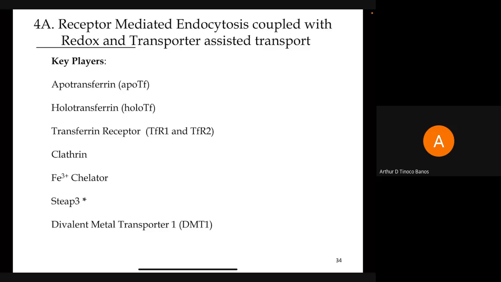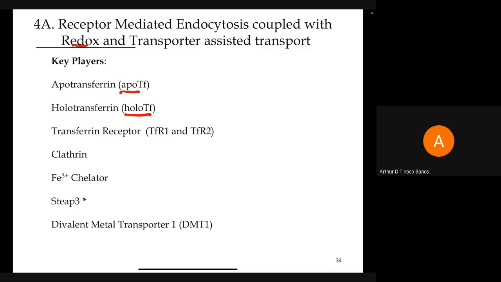All right, let's talk a little bit about how exactly serum transferrin enables iron uptake into our cells. This is a receptor-mediated endocytosis pathway. We talked a bit about what endocytosis is in our last lecture, and this is a process that involves redox, and there are a number of key players.